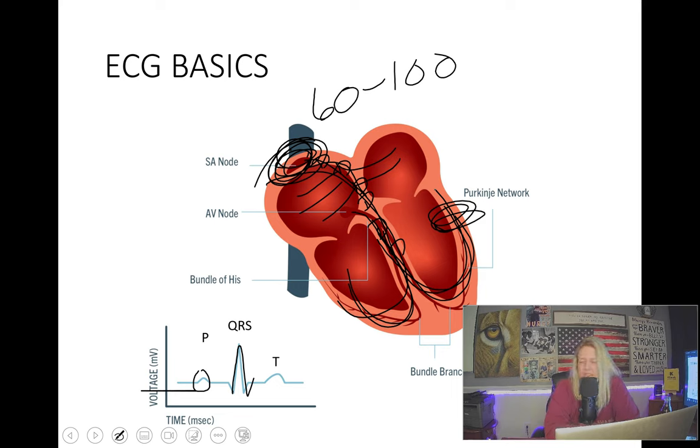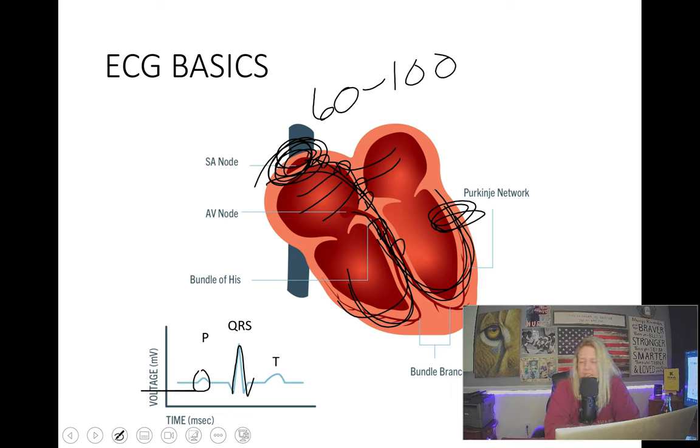So here we have an upright P wave. What does that mean? It means it's a sinus rhythm. Dr. Sharon, are you kidding me? It's that easy? It is that easy. If you have an upright P wave, you have a sinus rhythm. Let's look at a couple other examples. All right, now this happens to have two strips.